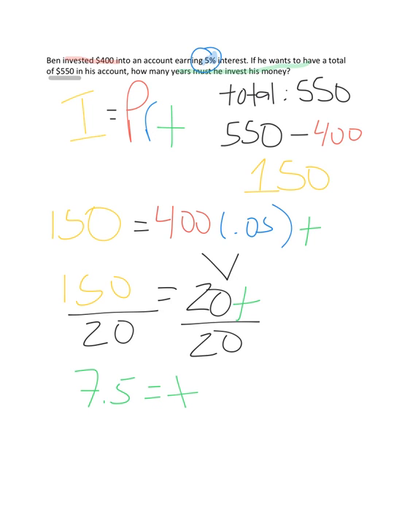That tells us it would take Ben 7.5 years to have a total of $550 in his account if he invests $400 at a 5% interest rate.